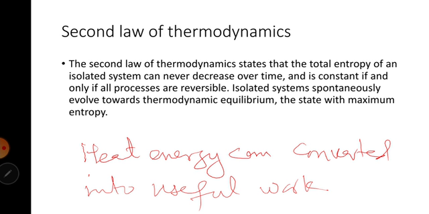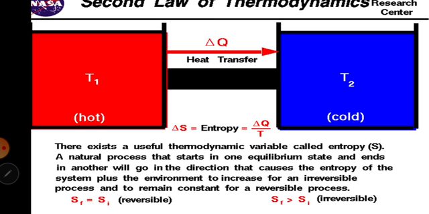Now, the statement written here is that the entropy of an isolated system can never decrease over time, and is constant if and only if all the processes are reversible. So you cannot decrease the entropy of a system. If you decrease the temperature or increase the temperature, the entropy of the system increases. Or if all the processes are perfectly reversible, then the entropy will remain constant. In this case, we have two statements, the Lord Kelvin statement and the Clausius statement.